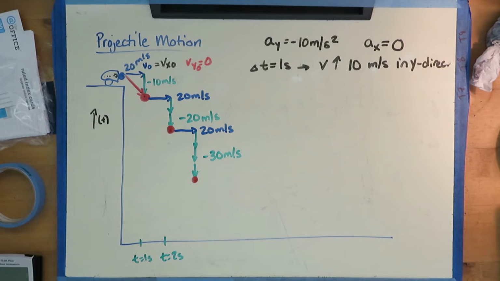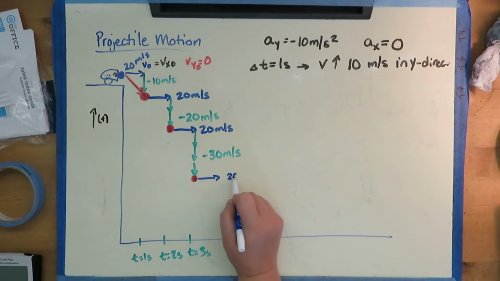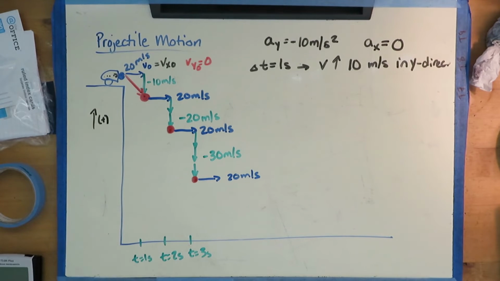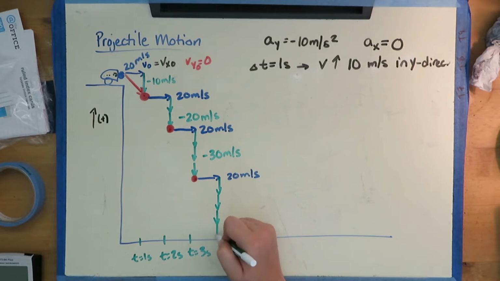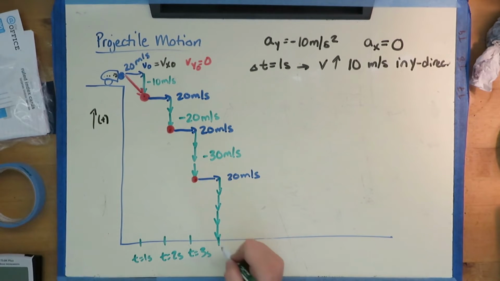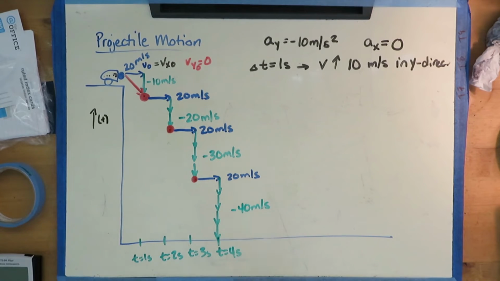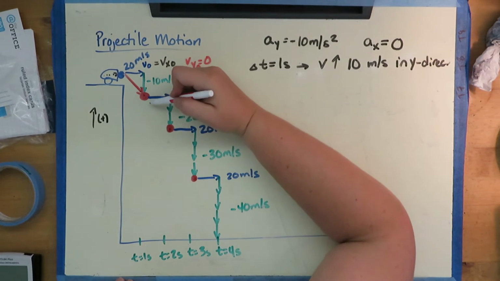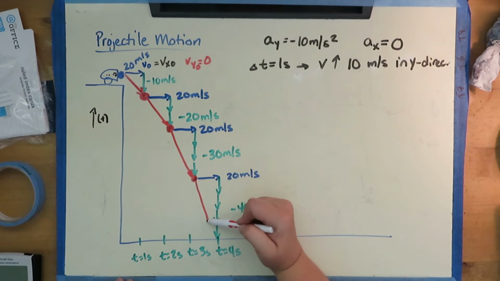And then horizontally, in the next second, I keep skipping writing my seconds down. I was moving 20 meters per second horizontally. I'm still moving 20 meters per second horizontally, but now I've had 4 seconds to accelerate vertically. And so now I'm going to hit the ground here at 4 seconds, or just before 4 seconds. And I'm moving at negative 40 meters per second. So my velocity vectors are changing directions, and my overall velocity is increasing.